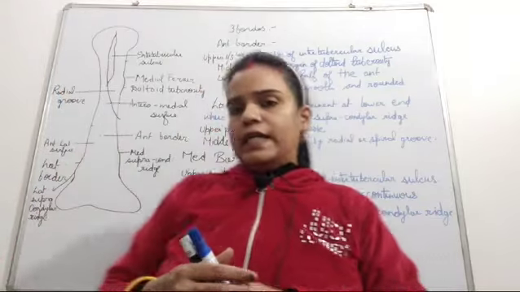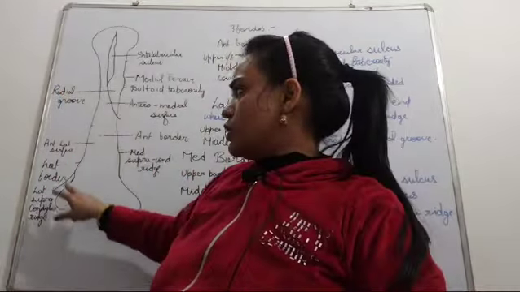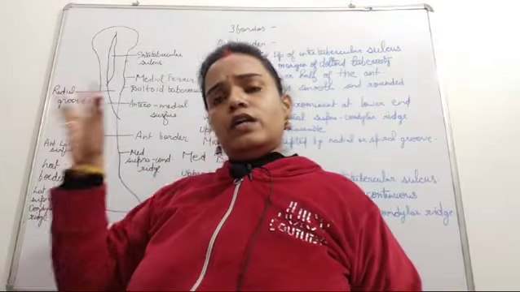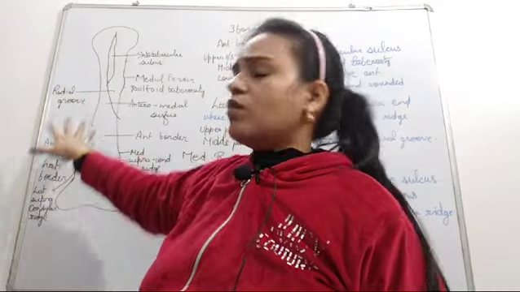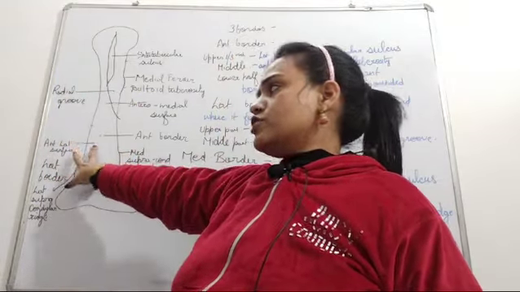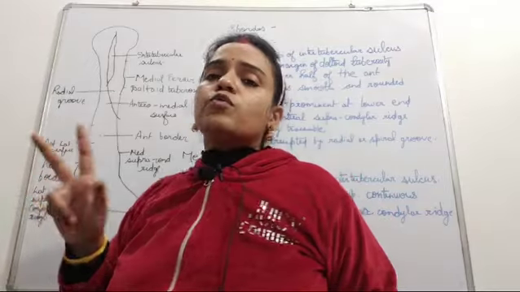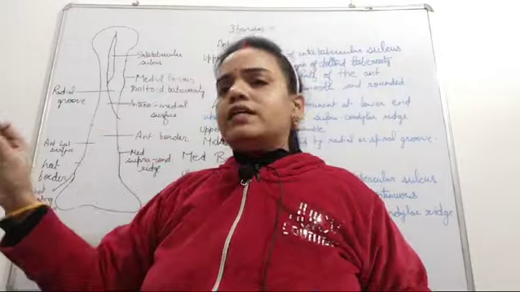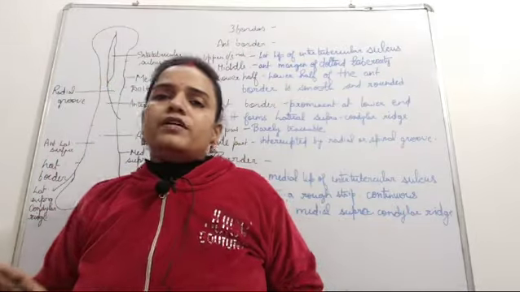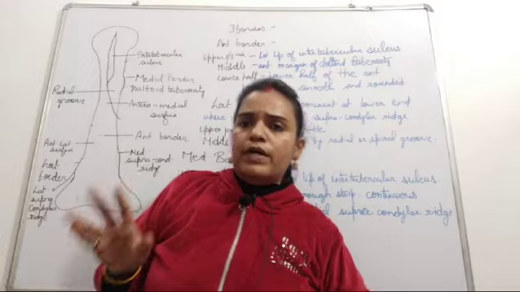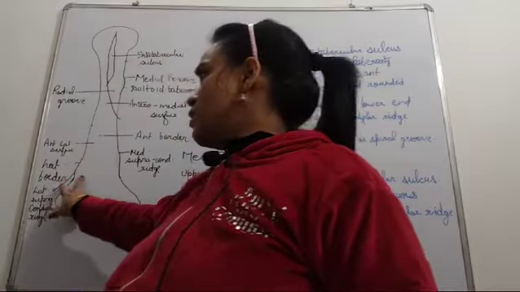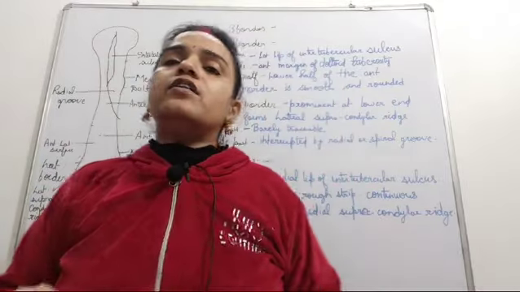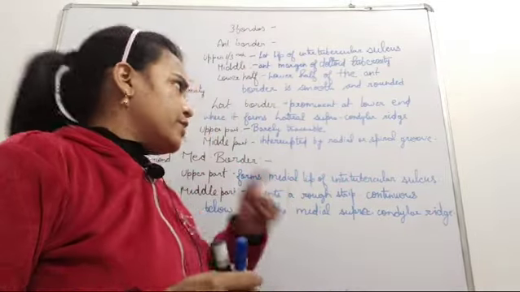Talking about the lateral border, it is prominent near the lower end. Lateral border is prominent near the lower end of the shaft, near the lateral supracondylar ridge, and it is barely traceable at the upper end. You cannot locate it easily on the upper end, but yes, it is very prominent at the lower end near the lateral supracondylar ridge.